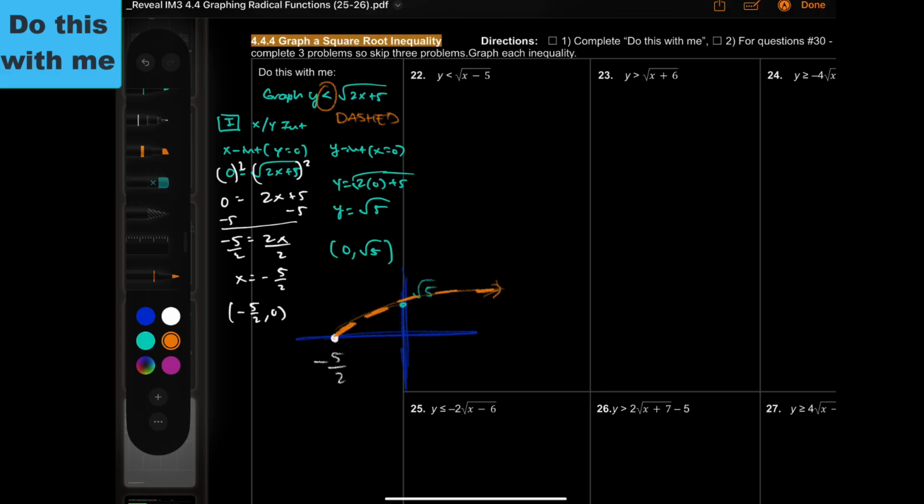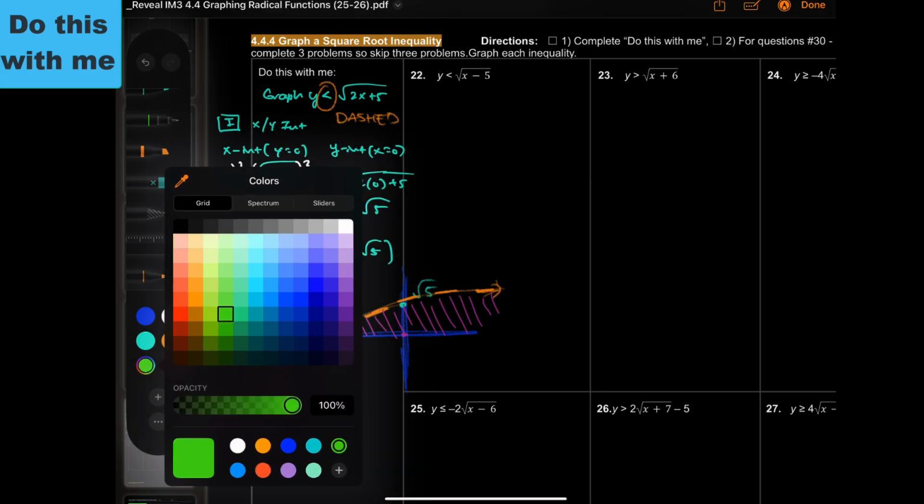Okay, and then the next thing you're going to have to figure out is where to shade. The nice thing is you can just test the region, like 0, 0. Testing this point is going to tell me if I'm going to shade or not. And 0 is smaller than the square root of 5. That is true. Let's just make sure we understand that.